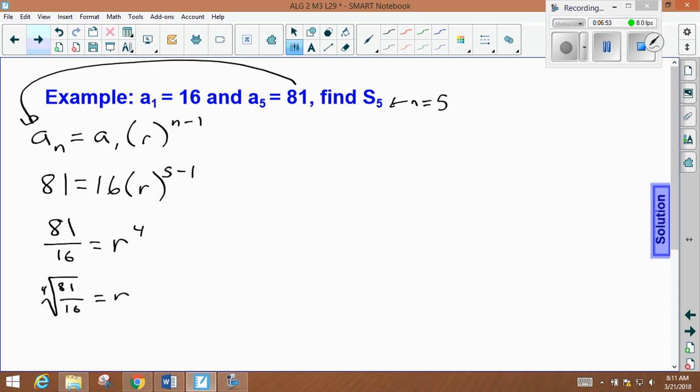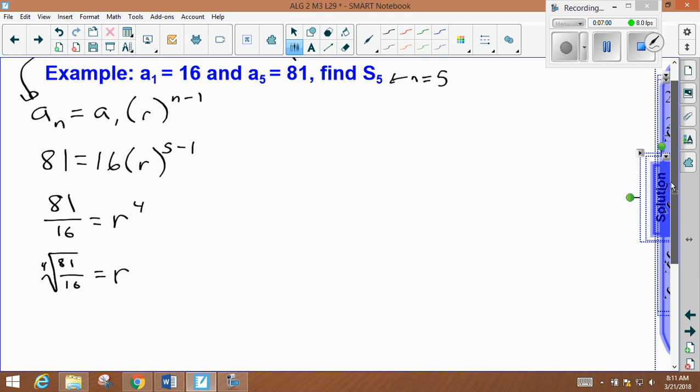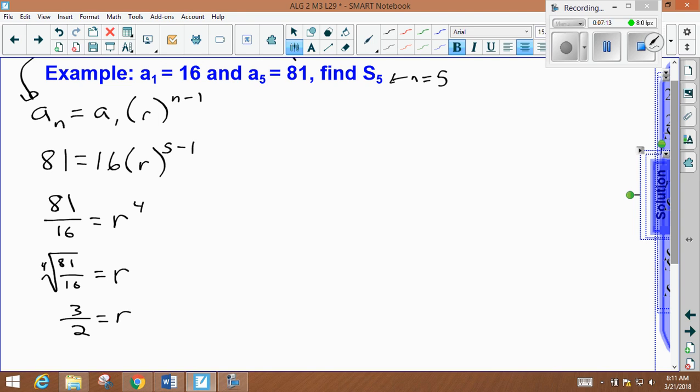I can write that as the fourth root of 81 over the fourth root of 16. What is the fourth root of 81? Anyone remember that right offhand? 3. You guys are awesome. And the fourth root of 16 is 2. So there we go. We know what r is.